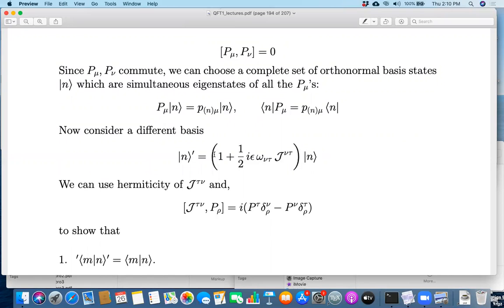Now you notice that this is a unitary operator, infinitesimal, close to identity, of course, because this omega nu tau are real numbers, right? This j nu tau is a Hermitian operator, and there's an i here, so this is like 1 plus i epsilon times a Hermitian operator. So that's unitary, right? To order epsilon, it's a unitary operator. 1 plus i epsilon times a Hermitian operator is a unitary operator. So this is a unitary transformation from n to another basis, which I'll call n prime.